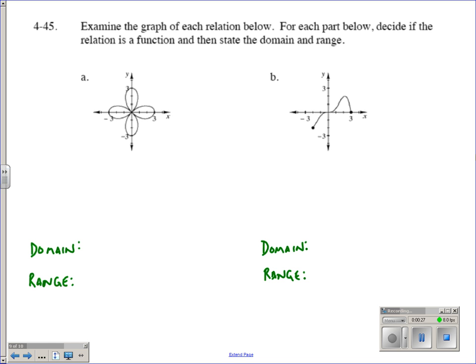Let's take a peek. So letter A. We have this very beautiful diagram here, this graph, and it kind of looks like a nice flower. And you'll see here that if we pick out any input value, let's say 2. So for the input of 2, or when x is 2, you notice that we have more than one output value. So right away, we know that if any input has more than one output, this relation is not a function because of that.